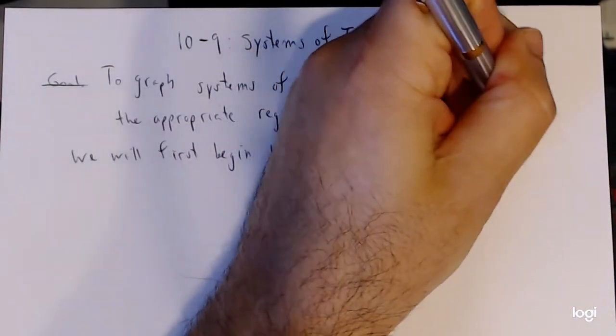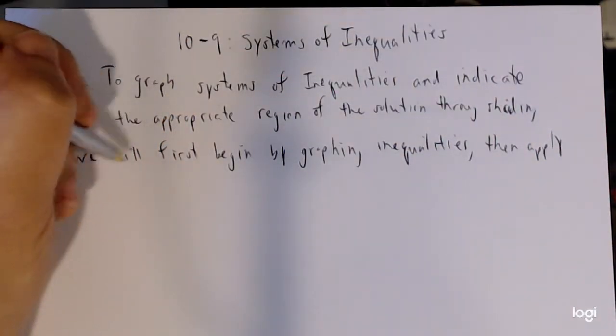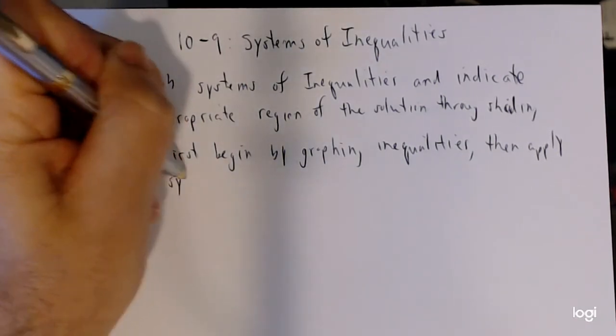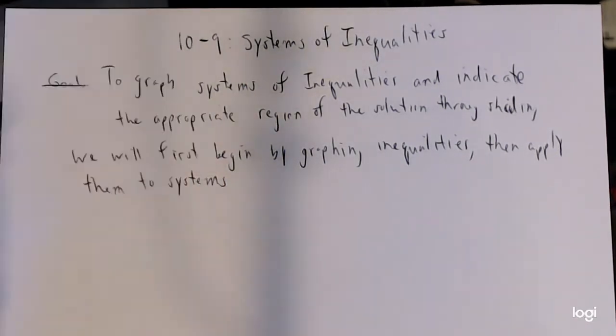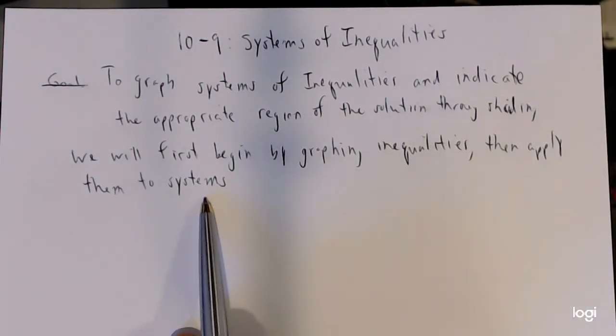Once we learn how to graph inequalities just by themselves, then we will apply them to systems. So what you'll notice is, if I can graph an inequality, then applying it to a system is not difficult. There's just one minor change to it.